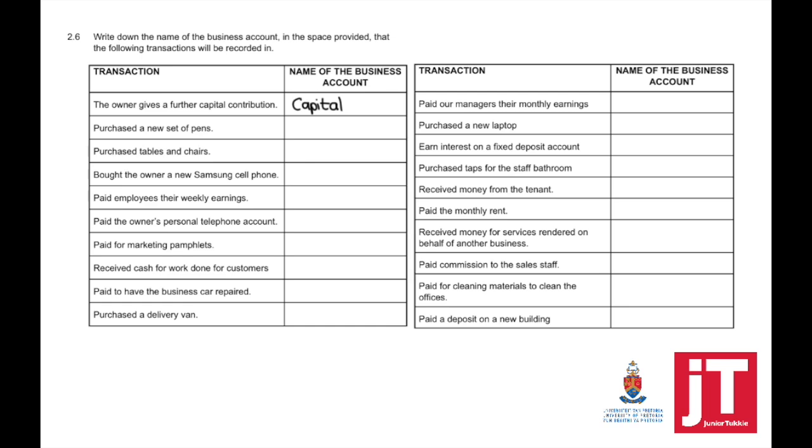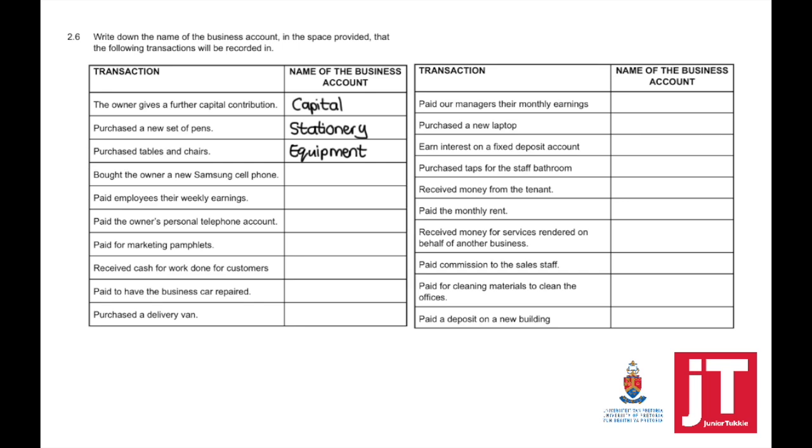Purchase a new set of pens. Now, we're not going to show this as set of pens. This will be regarded as stationery. Purchase tables and chairs. Tables and chairs is regarded as equipment. And that's why it is so important that you understand the definitions of these words, because otherwise you're going to find this difficult. Where should I actually place it?